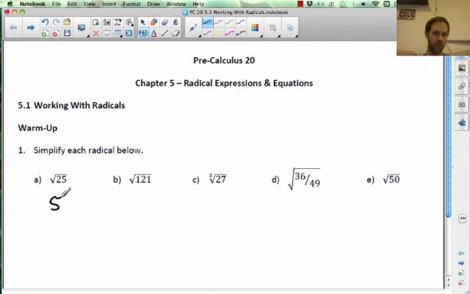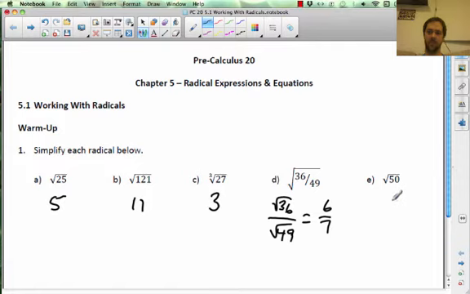So root 25 is 5, root 121 is 11, cube root of 27 is 3. The root of a fraction, you can take the root of the numerator and denominator independently of one another. So this will end up being 6 over 7.